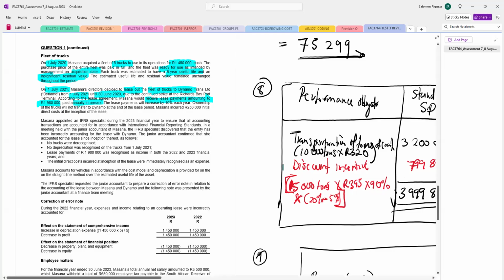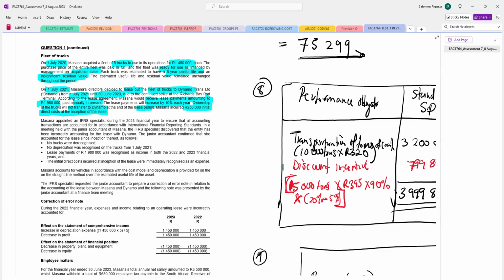The lease payment will increase by 10% each year. Ownership of the trucks will not transfer to Dynamo at the end of the lease period. Masana incurred 250,000 initial direct cost at the inception of the lease. Right, so here we're still talking lease. Basically, from every indication, we can see this is not a finance lease.